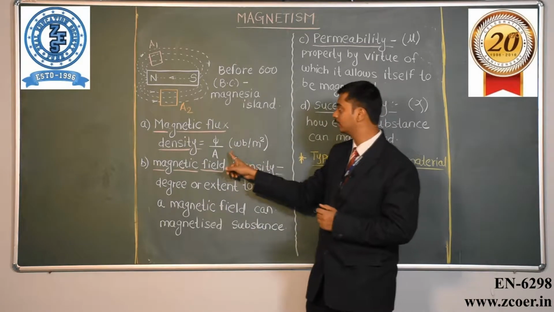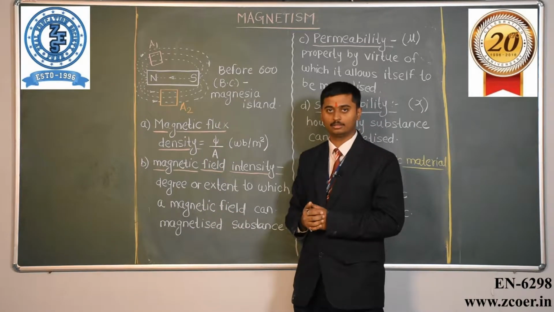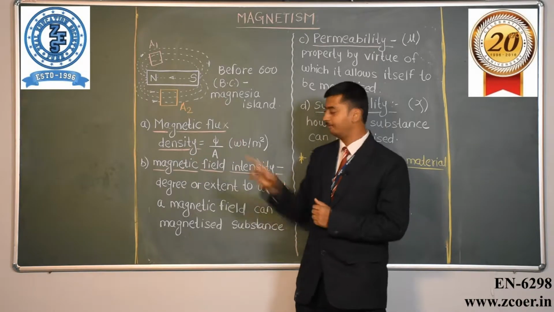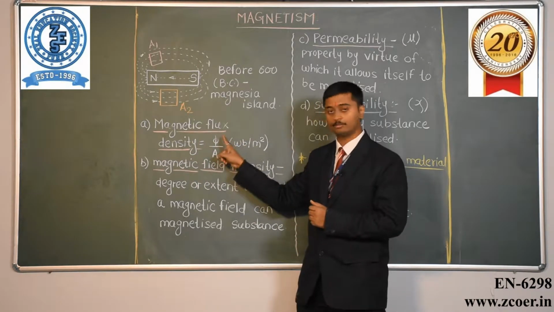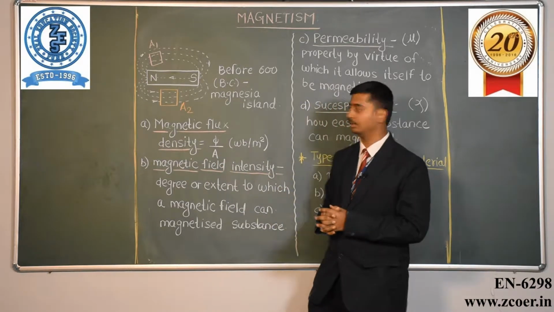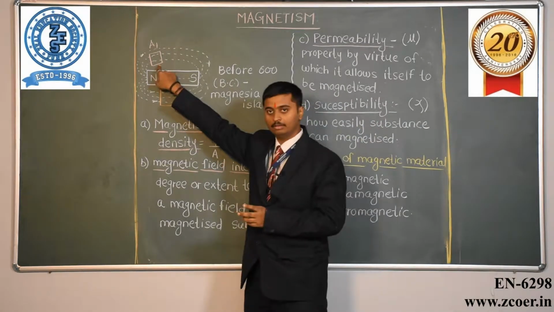Now, we will move towards the basic concepts of magnetic material. First one is magnetic flux density. The definition of magnetic flux density is flux phi per unit area. Let us take a simple example. Suppose this is your area A1.